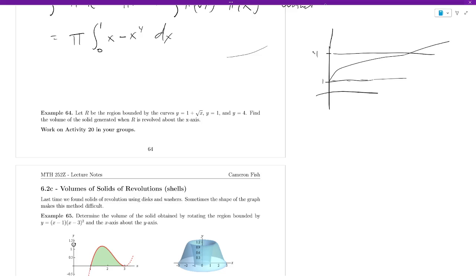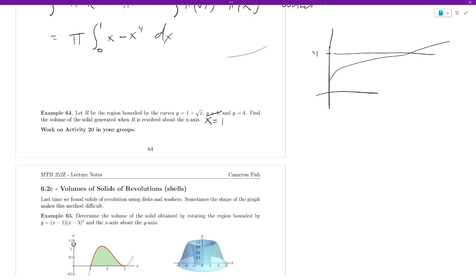Find the volume of the solid generated. R is revolved around the x-axis. So we have to think about what our region is here. 1 plus root x, y equals 1, and y equals 4. I think this is a typo. See, this doesn't really make sense as it is. There's no region that these three things bound. I think I meant to say x equals 1 right here. That would make more sense. Let's just roll with that.